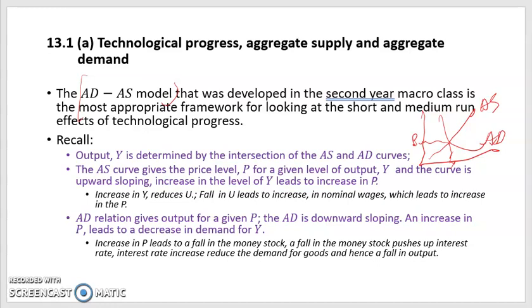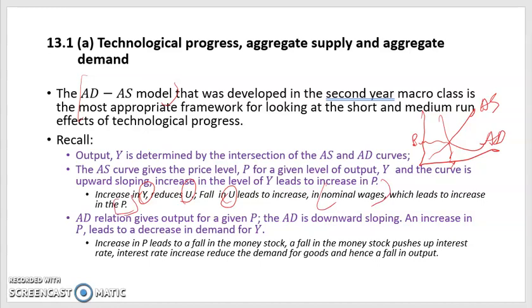So the AS curve gives the price level P for the given level of output, and the curve is upward sloping. Increase in the level of output leads to increase in price, as stipulated by the AS curve. So the background mechanism of this was that the increase in output would lead to a reduction in unemployment, and the fall in unemployment would lead to an increase in nominal wages, which will lead to an increase in price.